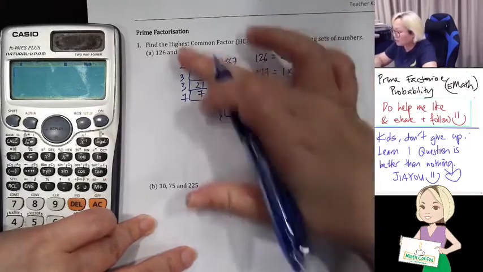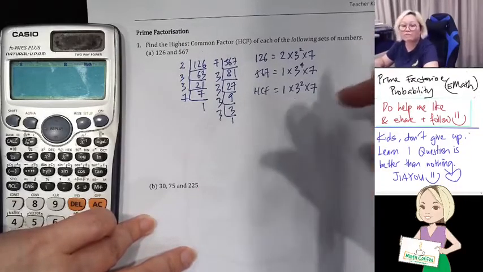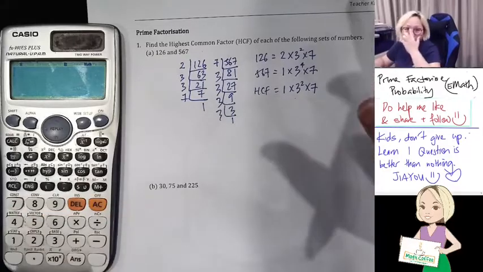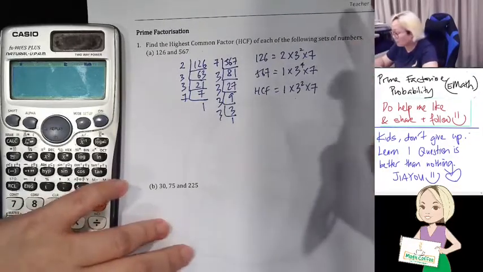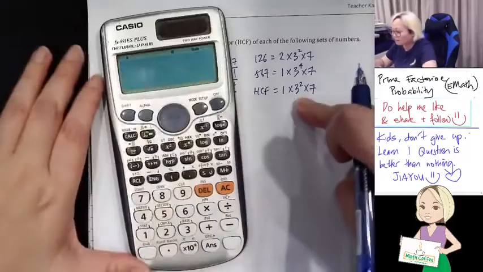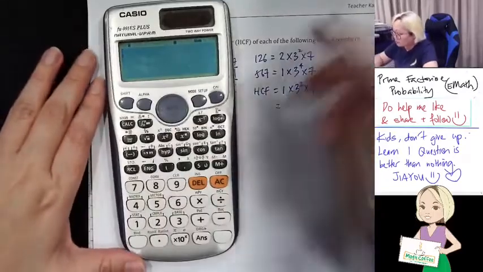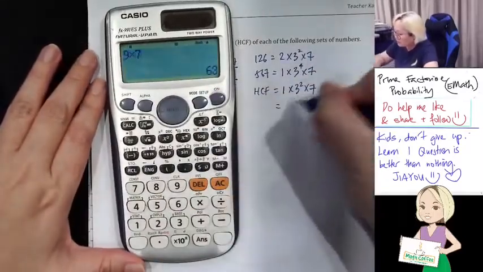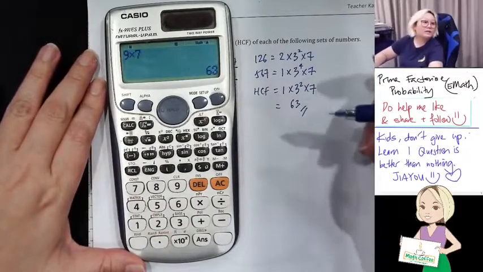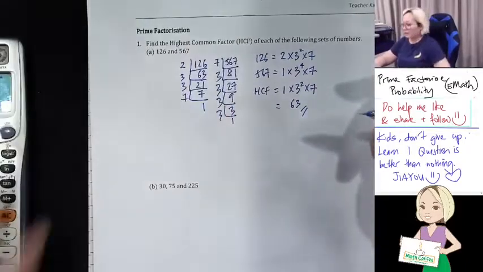Then check whether they want it in index notation or not. If they don't want it, then you have to give it in terms of a number. So it will be 9 times 7, that will give me 63. Understand?